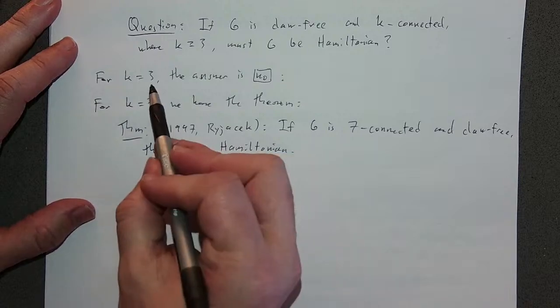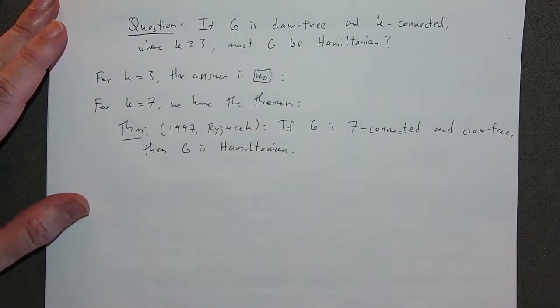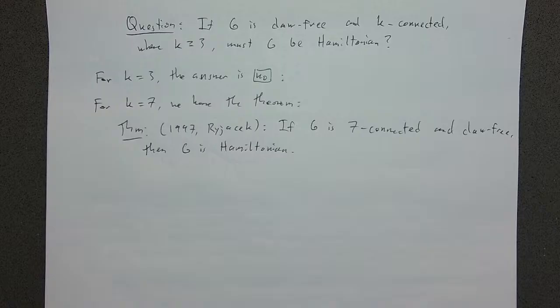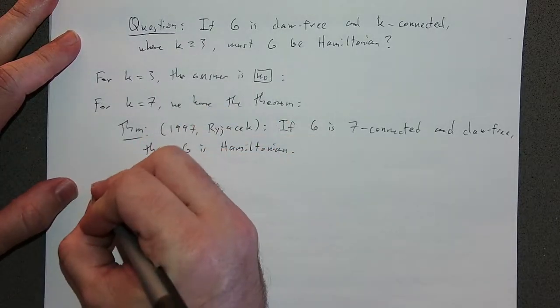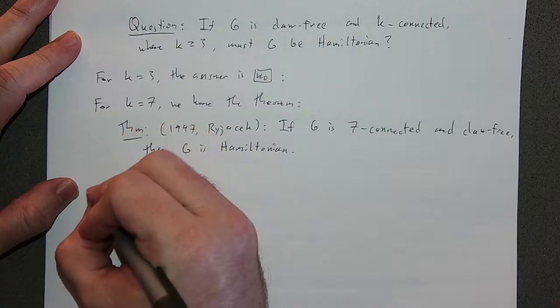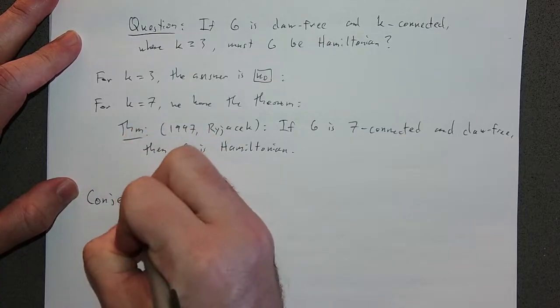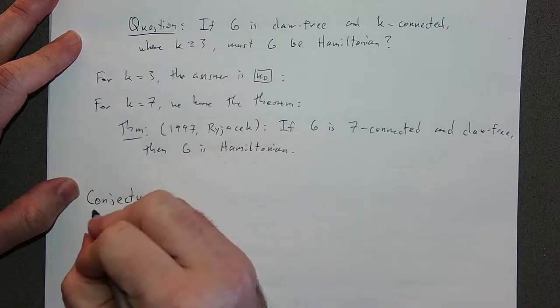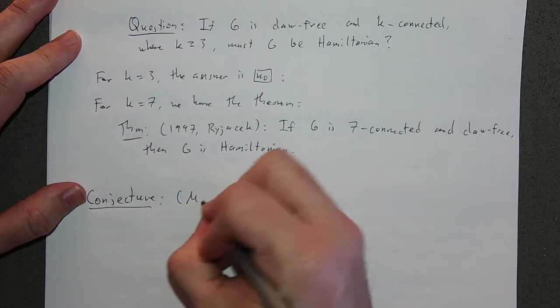So for k equals 3, the answer is no. For k equals 7, the answer is yes, it is forced to be Hamiltonian. What about the in-between? So here is a conjecture. This is due to Matthews and Sumner.